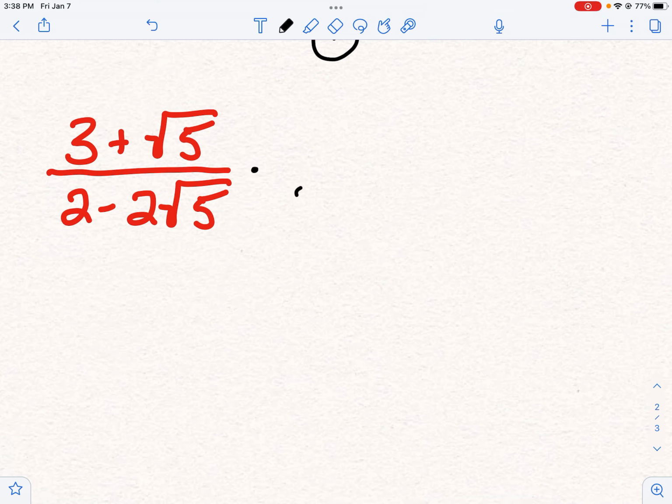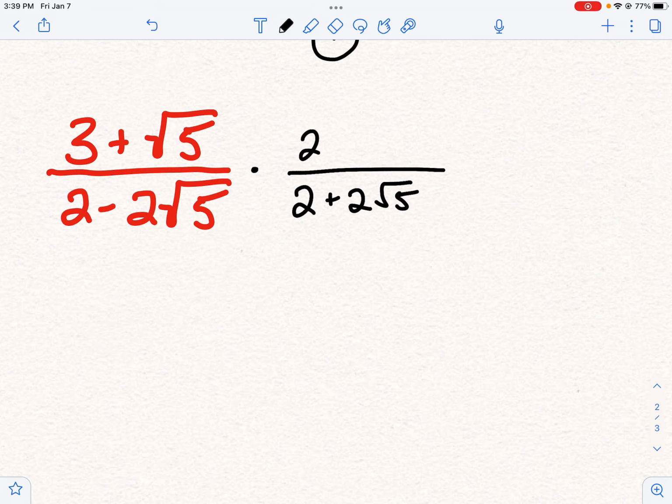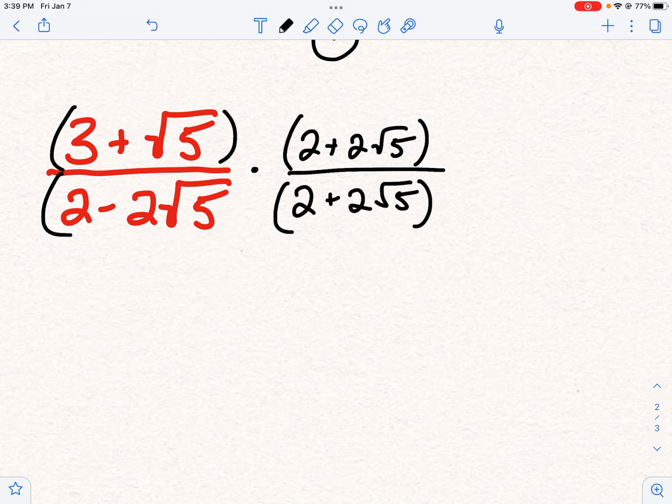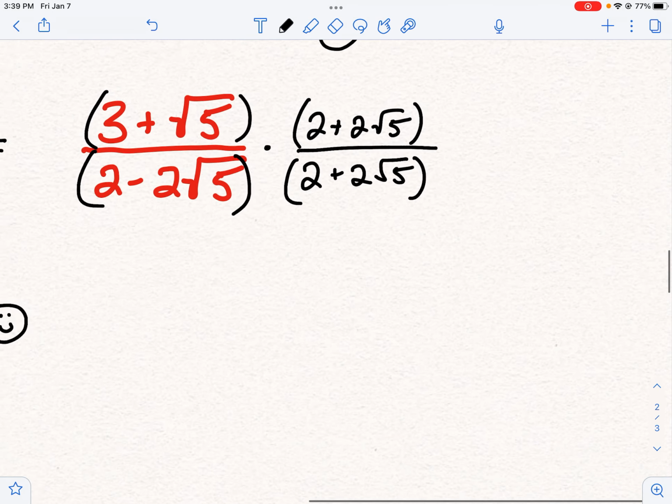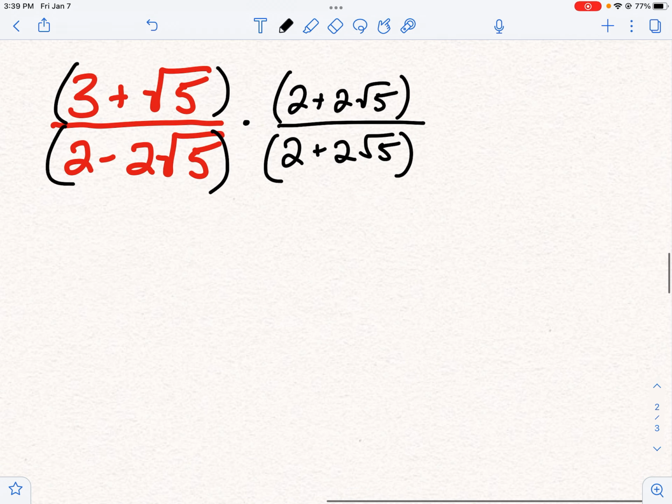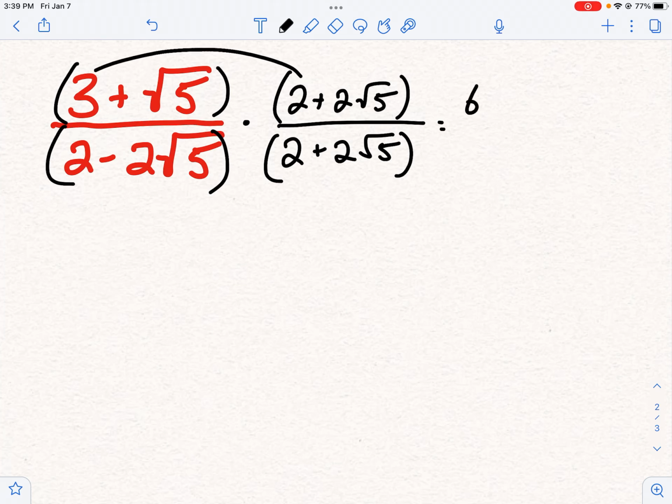And what you should see is, I'm going to use the conjugate again on the bottom and the top. I'll throw everything in parentheses just to make sure that I don't make any mistakes on my multiplication. And I'm just going to FOIL the top, but FOIL isn't really the correct term, but I'm going to multiply the top and the bottom together. So 3 times 2 is 6. 3 times 2 roots of 5 is 6 roots of 5.